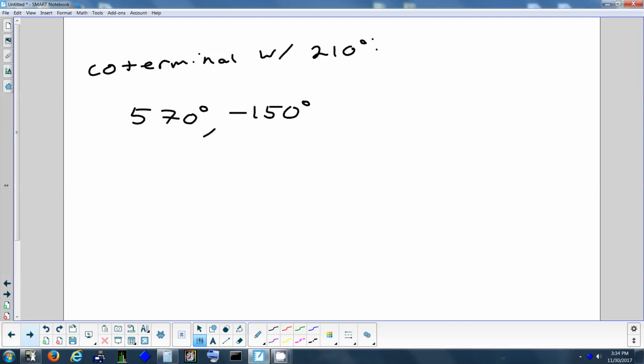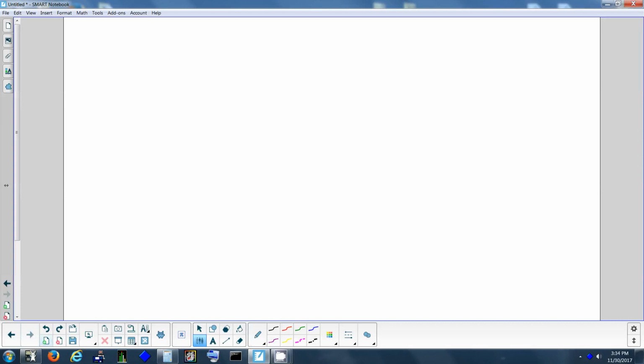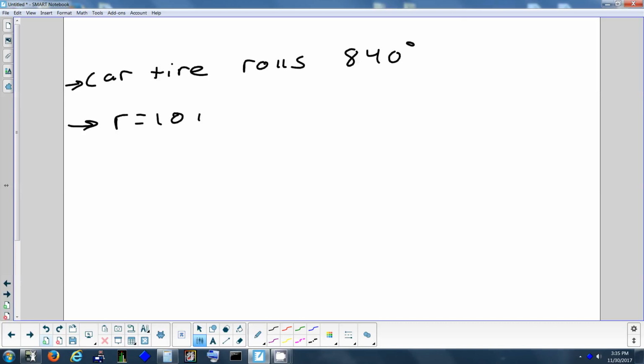All right, and the last one. This has to do with angular velocity. Let's say we have a car tire, and the car tire rolls 840 degrees. I need to tell you the size of the tire. Let's say the radius of the tire is 10 inches. How far did the tire roll?